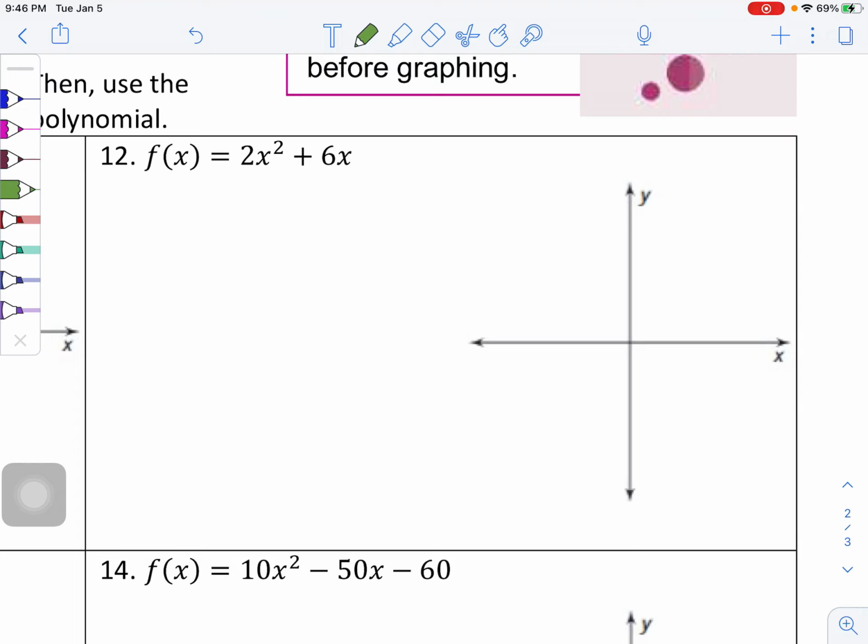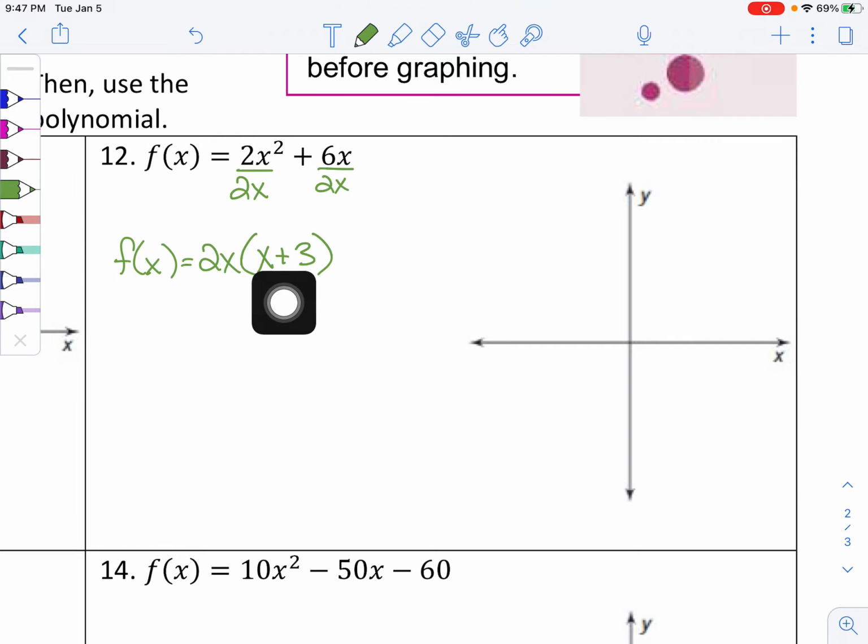For problem number 12, we've got, let's see, f of x is equal to, first things first, I never give myself enough space. Slide that on down. Okay. I'm going to take out the GCF of 2x. Okay, everything can be divided by 2 and both terms share an x. So take that 2x out. So we're left with x plus 3. There's nothing left to do here with x plus 3. We can't factor this anymore, so this is the factored form.